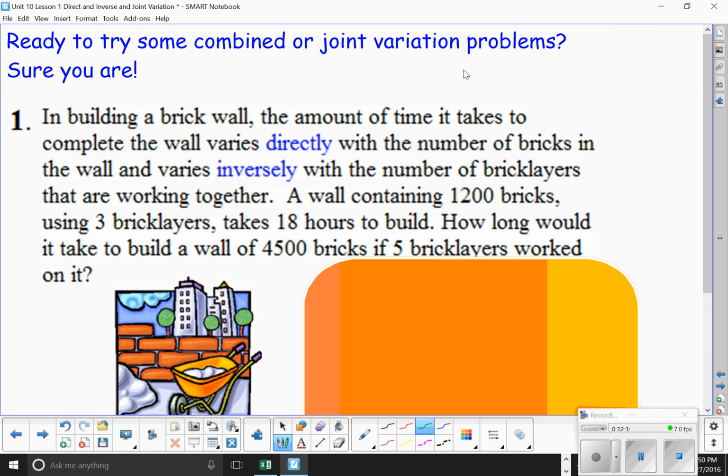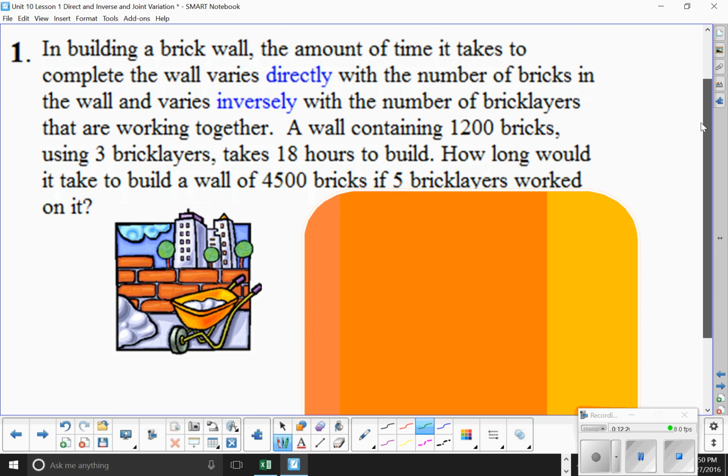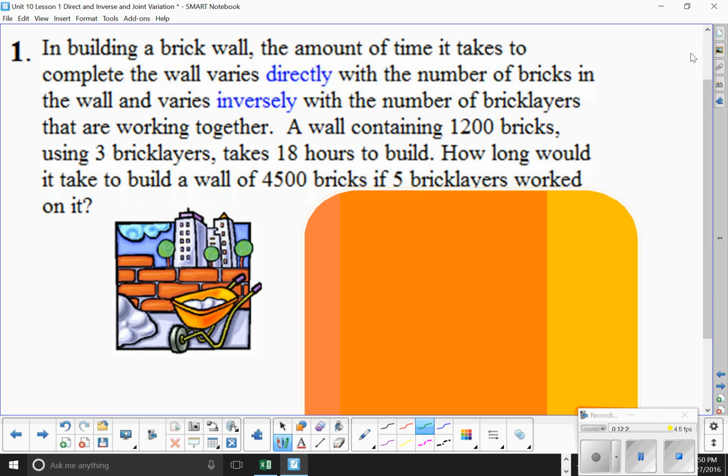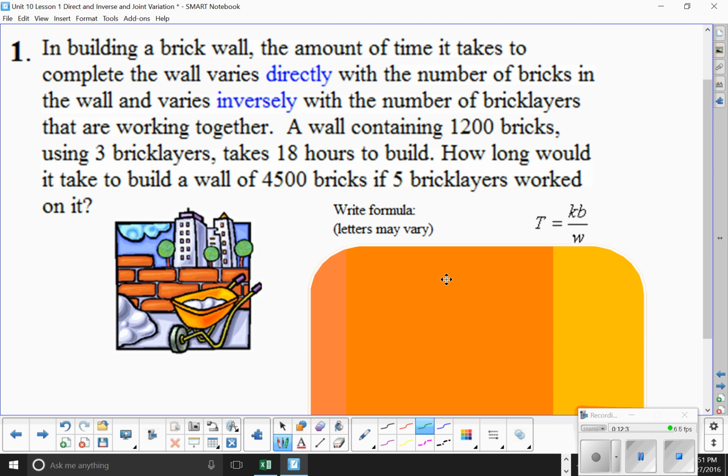Now, try some joint and combined variation problems. Some of those were already joint and combined, but this is going to be with both direct and inverse. So, building a brick wall, the amount of time it takes to complete the wall varies directly with the number of bricks and inversely with the number of bricklayers. So, what does that mean?